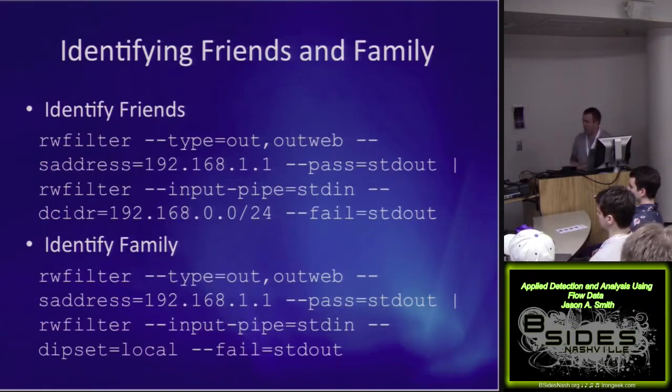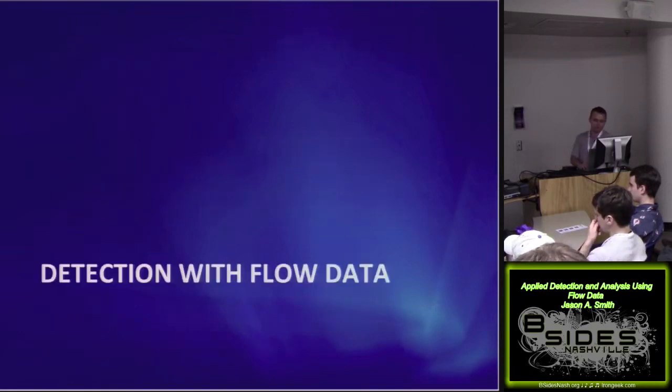We see dipset equals local down there. That's where you've identified a list of IP addresses, and you've thrown those into what they call an RW set, and this RW set can be queried through there. So actually do a detection with flow data.